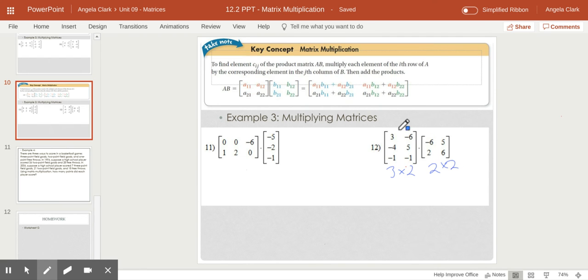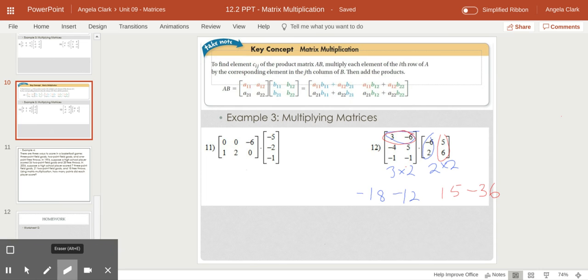So let's do it. So it's going to be first row, first column. So 3 times negative 6 is negative 18. Negative 6 times 2 is negative 12, so minus 12. Then I have first row, second column. So I have 3 times 5 is 15. Negative 6 times 6 is negative 36, minus 36.